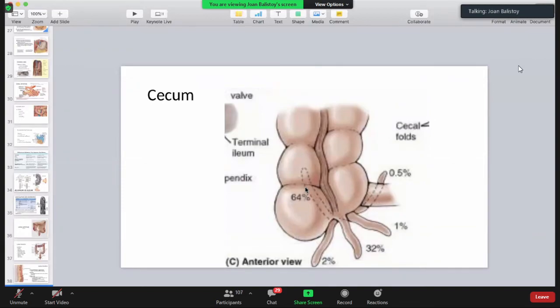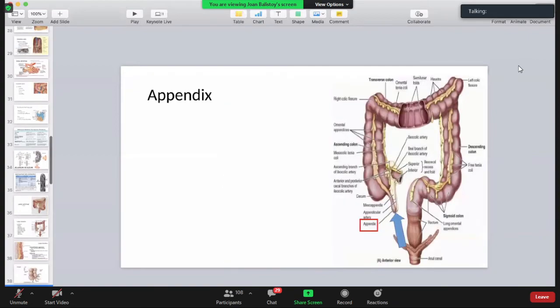All right, and it is being supplied by your ileocecal artery, a branch of your SMA, superior mesenteric artery. Okay, so again, take note, the most common location of the appendix is retrocecal, 64% of the time. And this is the appendix. This is where you can see the appendix. As you can see, there is a mesoappendix or a mesentery attached to it.